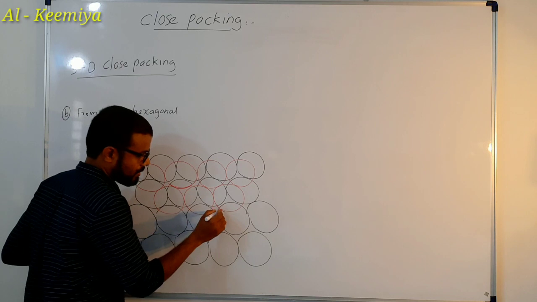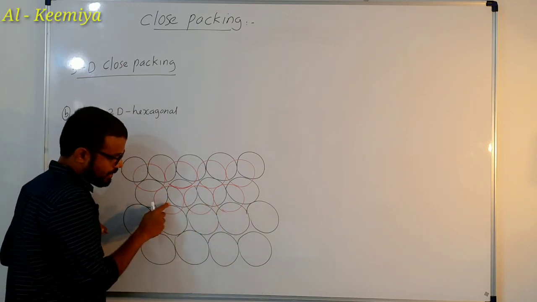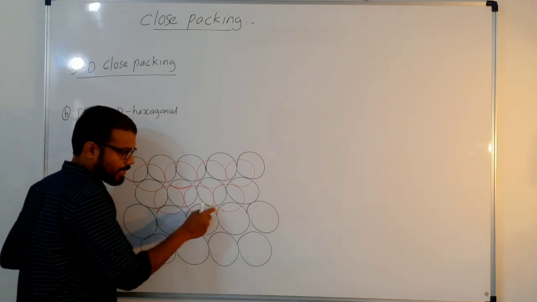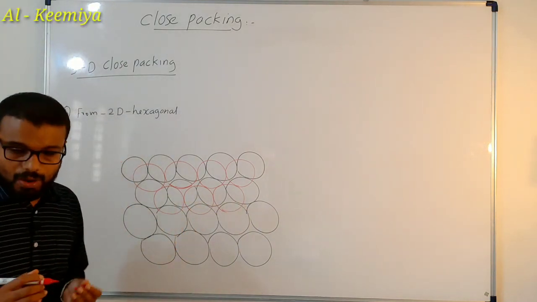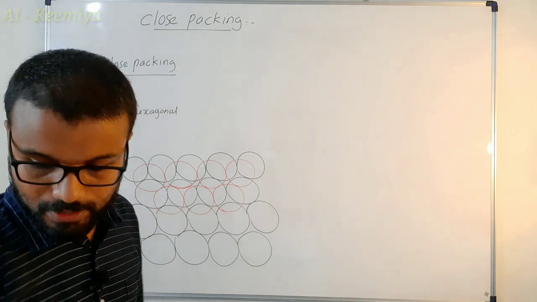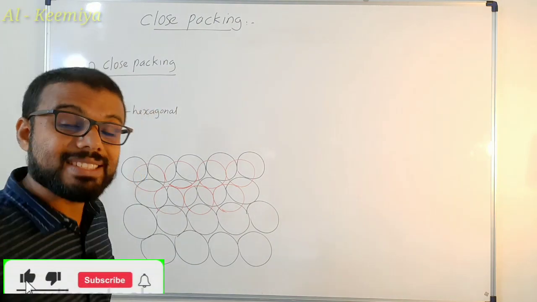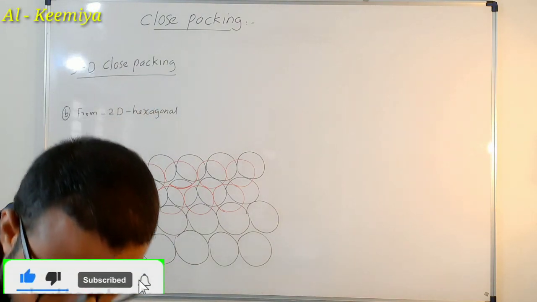Now again we are placing here. In this case also you can see this triangular void is covered, this one is not covered, this one covered, this one is not covered. That is, alternate triangular voids are covered. Now we are going to place the third layer.